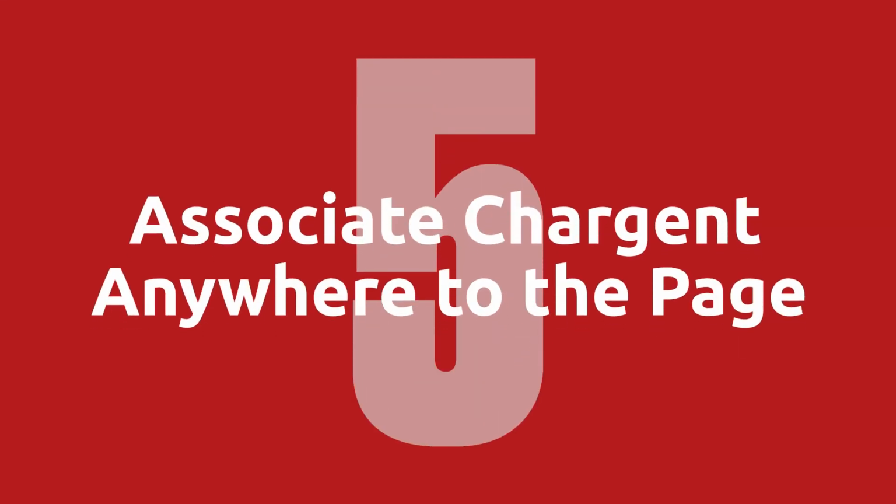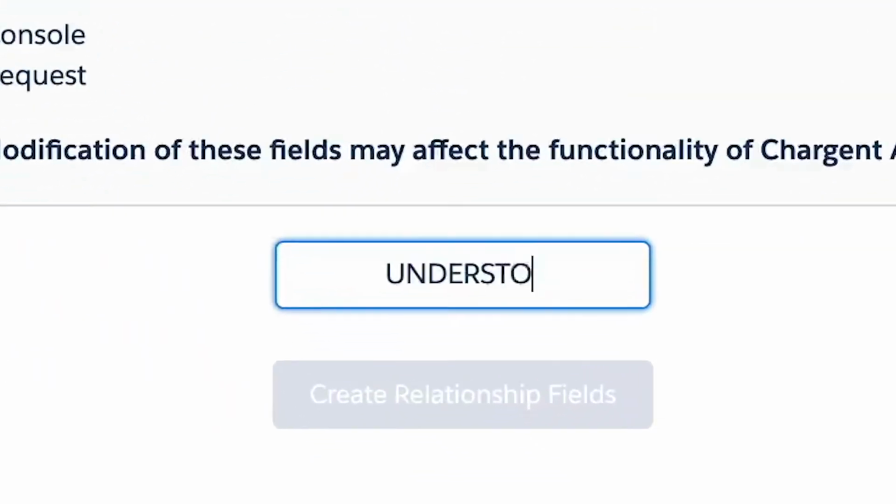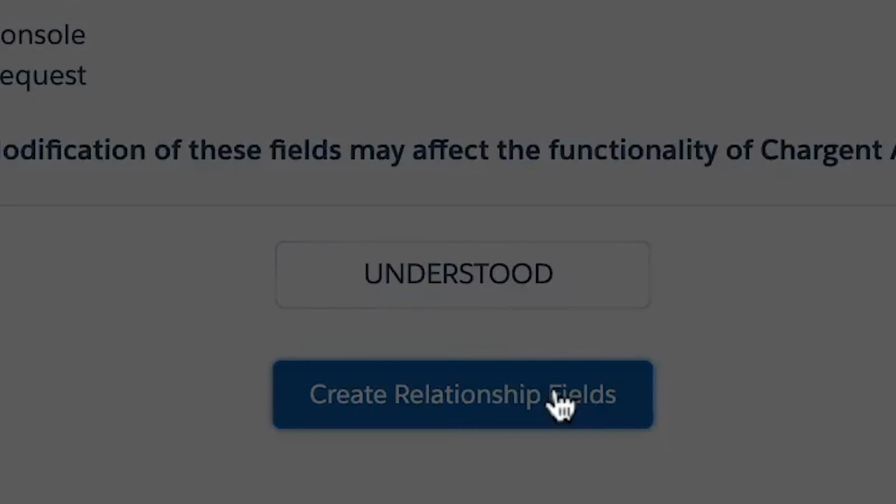The very last step is to associate Chargent Anywhere to the page by creating the lookup fields. Go ahead and click the Configure button. If everything looks correct, type in capital letters the word Understood. Click the Create Relationship Fields button to complete the setup.